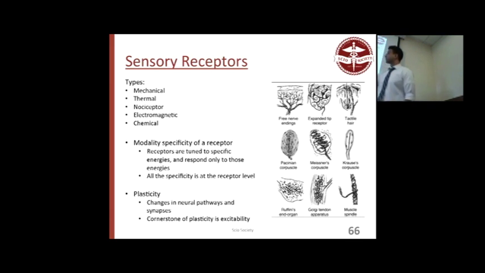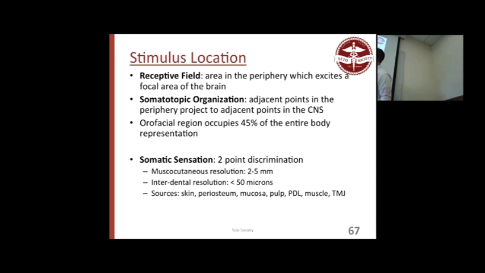If you're on your back... There's different types of sensation. There's mechanical, thermal, and nociceptors. Nociceptors are the ones that are pain induced, right? Modality depends on the plasticity. We've already done this stuff before.